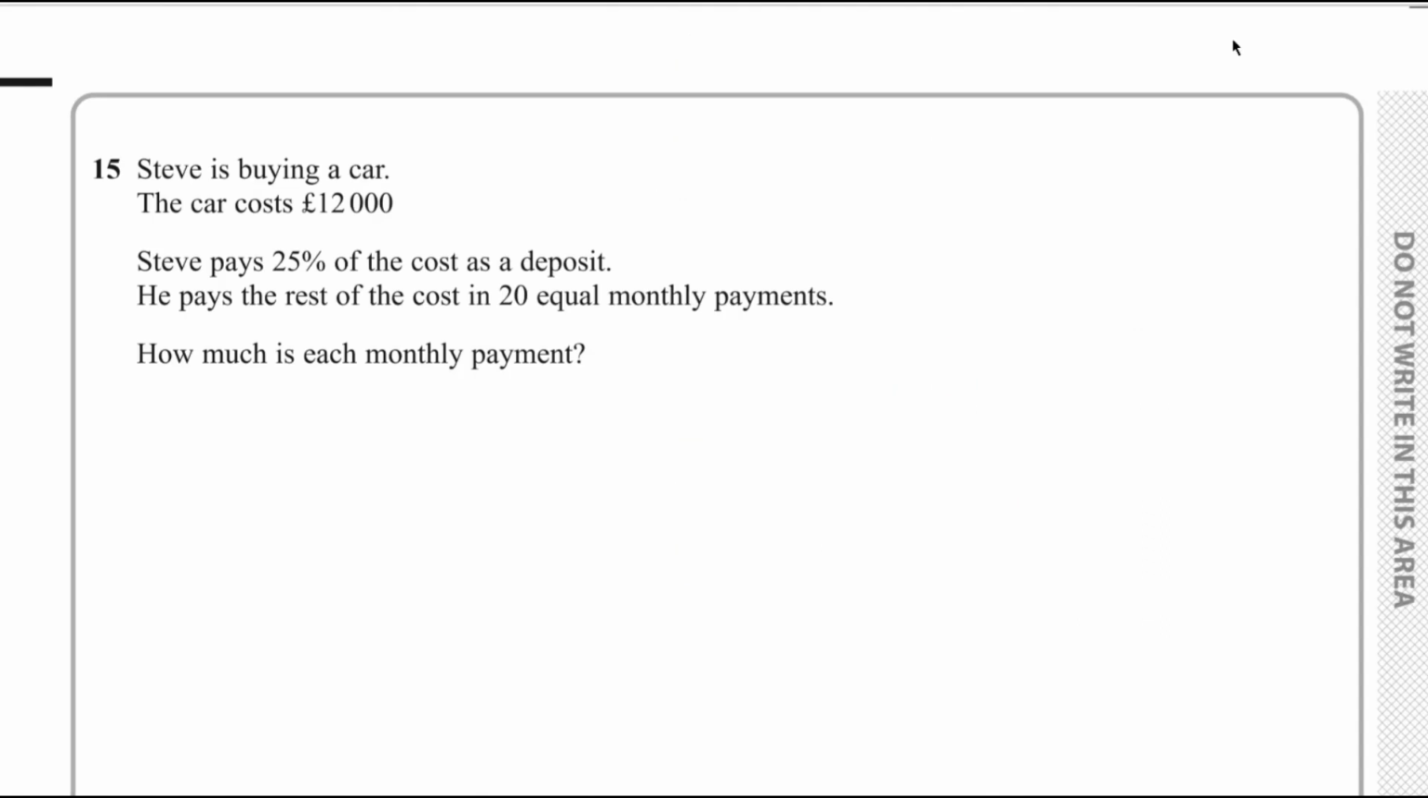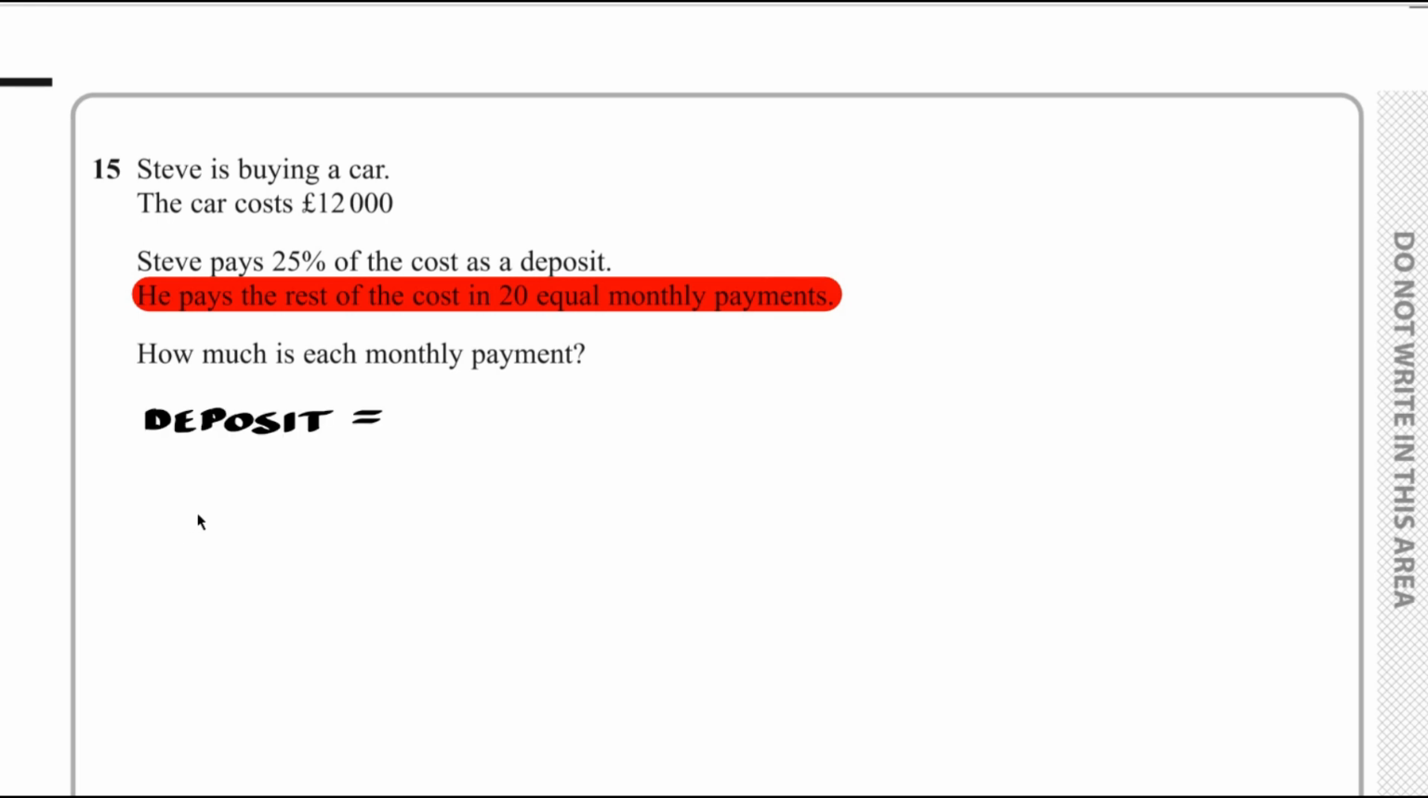Question number 15. Steve is buying a car. The car costs £12,000. Steve pays 25% of the cost as a deposit. He pays the rest of the cost in 20 equal monthly payments. How much is each monthly payment? The first thing we need to do is find out how much deposit he pays. That's given by 25% of 12,000.